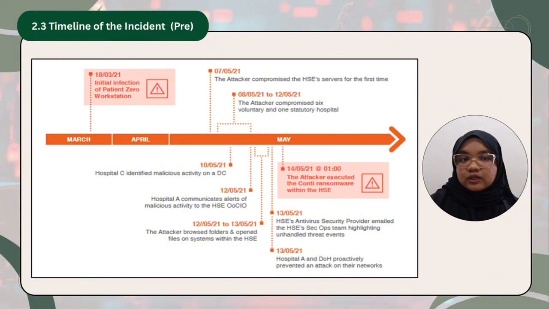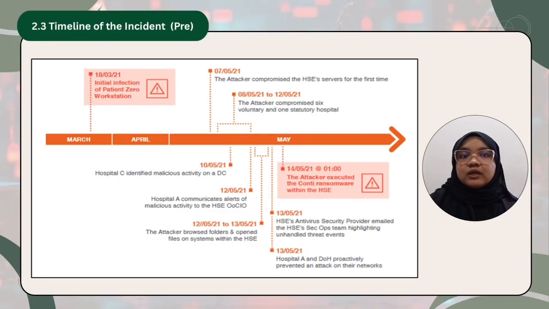Then between 8 and 12 May, multiple hospitals were infiltrated and the attackers were observed browsing folders and accessing several sensitive files in the servers. On 10 May, however, a suspicious activity was detected by one of the hospitals within the Irish HSE, but the warning was not escalated effectively. Antivirus providers also continued to send alerts between 7 and 13 May, which highlighted a serious threat such as Cobalt Strike activity. But unfortunately, these alerts were not acted upon in a coordinated manner and no action was taken immediately.